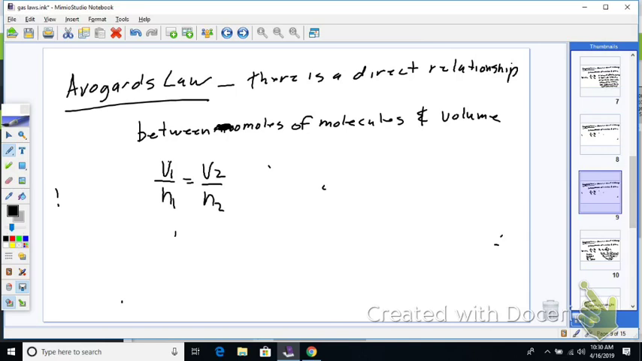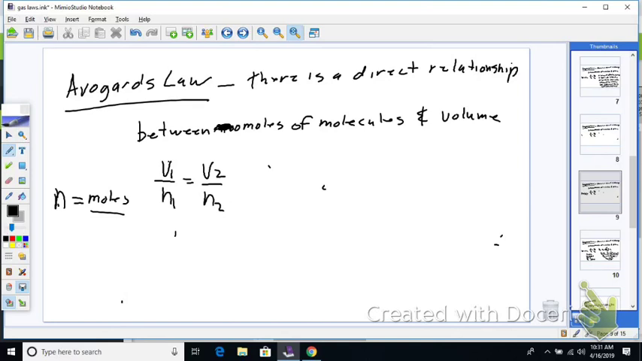Here's Avogadro's law. N represents moles. So when you see N, that's moles. Like you guys look up there, it says gas law, PV equals nRT. See that little n? That's moles. So anytime you see a little n, V is volume, T is temperature, P is pressure. Anytime you see an n. Now, what if I have a problem that says grams, and I need to use moles? You should be able to convert to moles.